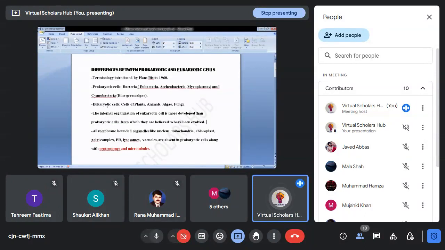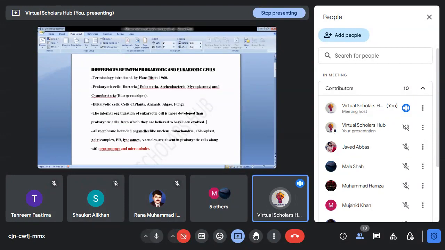Rather, all membrane-bounded organelles are absent in prokaryotic cells and these are present in eukaryotic cells, like, other than nucleus, mitochondria, chloroplast, endoplasmic reticulum, Golgi complex, etc. All these are membrane-bounded organelles. All these are absent in prokaryotic cells and present in eukaryotic cells.